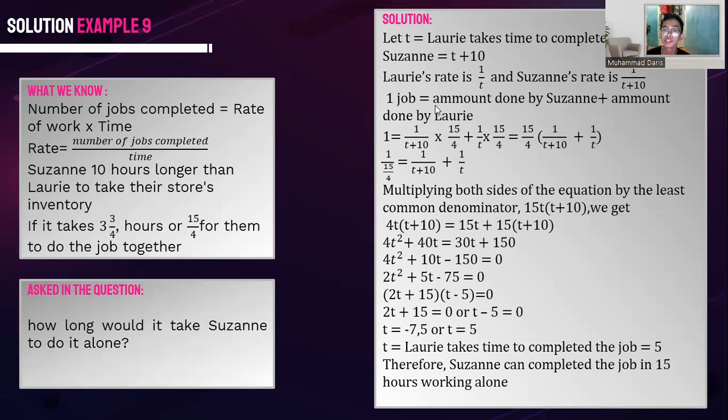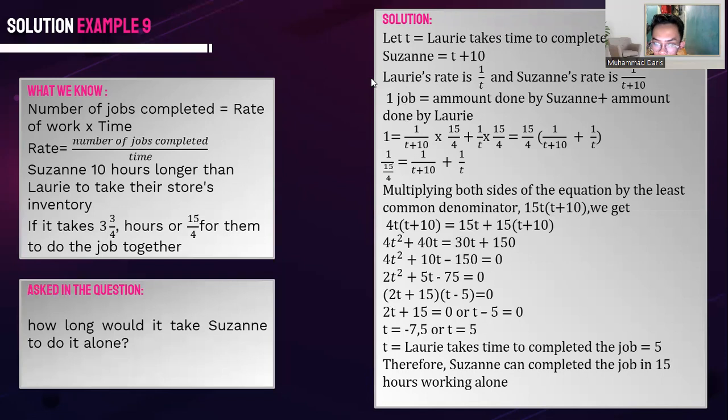One job is equal to the amount done by Suzanne plus the amount done by Lowry. One job, 1, is equal to 1 per t plus 10 times 15/4, because the time we got from this, plus 1 per t times 15/4. It means we can use the distribution: 1 is equal to 15/4 in brackets 1 per t plus 10 plus 1 per t.